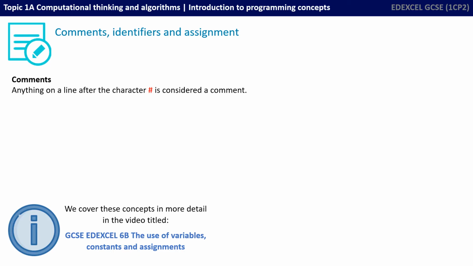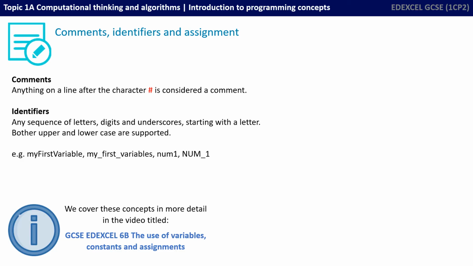The first is comments, and in Python, anything after the hash symbol is considered a comment and is ignored by the program. So next are identifiers. An identifier is any sequence of letters, digits and underscores, but not spaces, that start with a letter, and you can have both upper and lower case. Identifiers are typically used for naming variables, but also for naming procedures and functions.